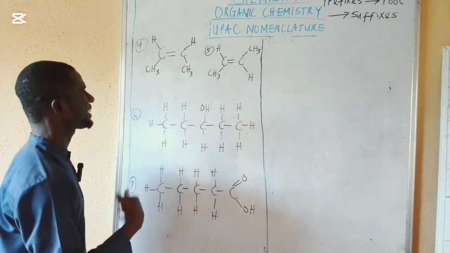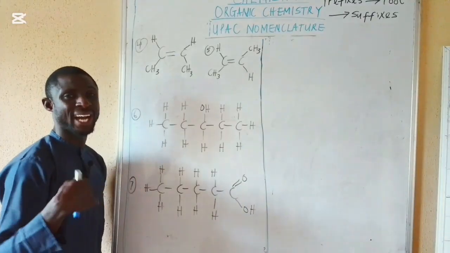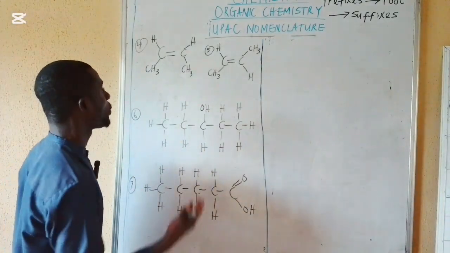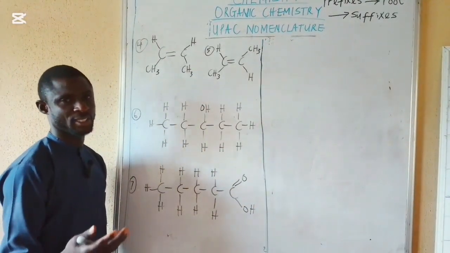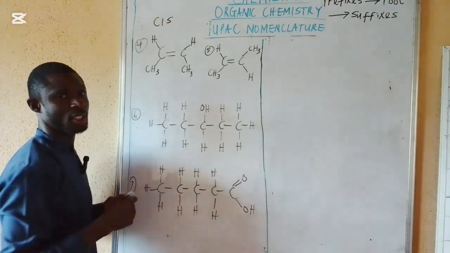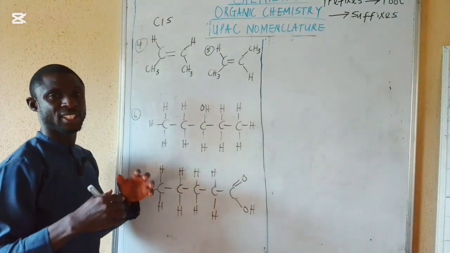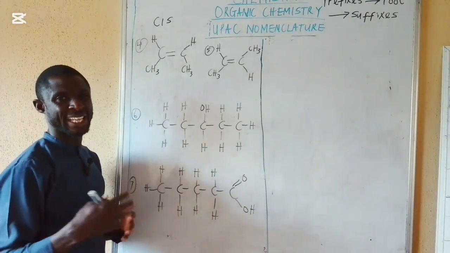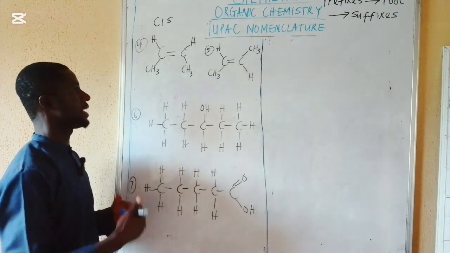Now, if you have a side by side arrangement of some atom or group of atoms, we call it a cis arrangement. That cis, CIS, is a Latin word, and it means side by side.